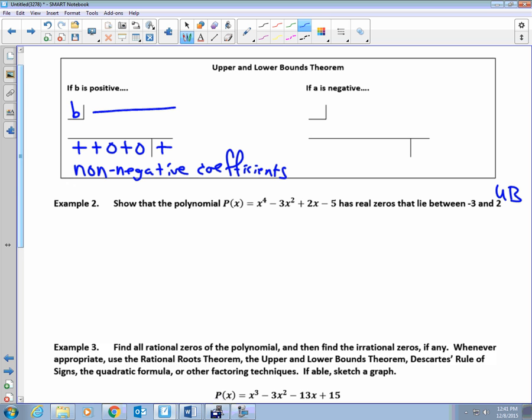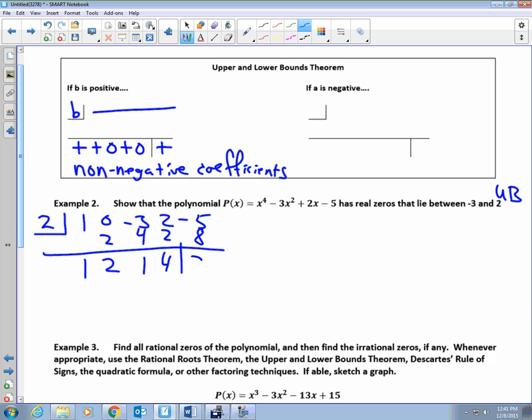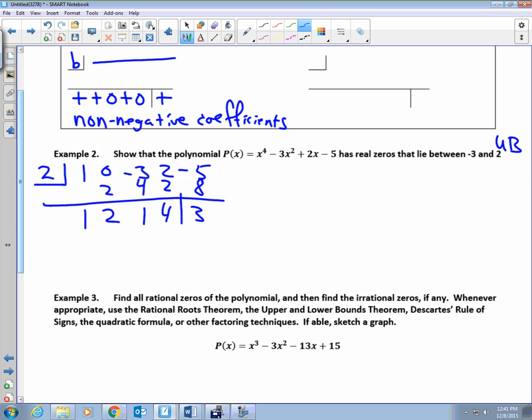So what I will do to show that it's an upper bound is I will run it through synthetic division. And so I list 1, 0, -3, 2, -5. 2 times 1 is 2, 4, 2, 8, 3. What do you notice about all of my resulting coefficients? They're all positive.